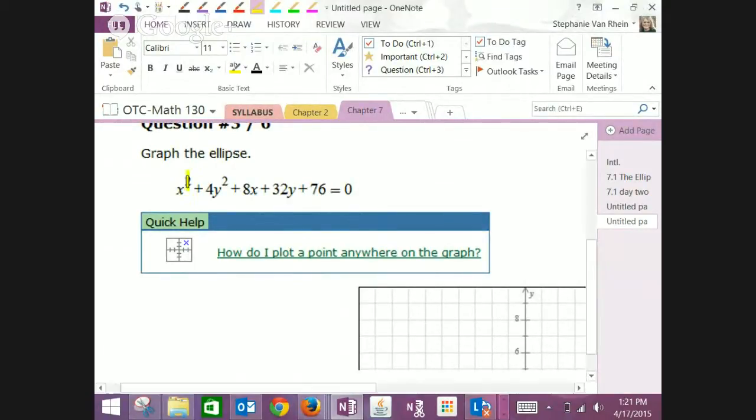Remember, you want to group the x squared term, or the x's, group the y's, everything else to the right-hand side, complete the square, divide through by the right-hand side to get 1, and then find your x-axis and your y-axis distances and your center.